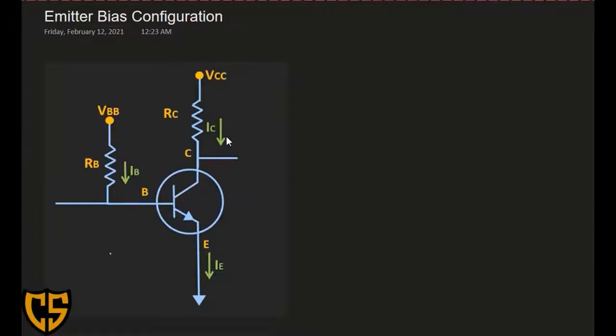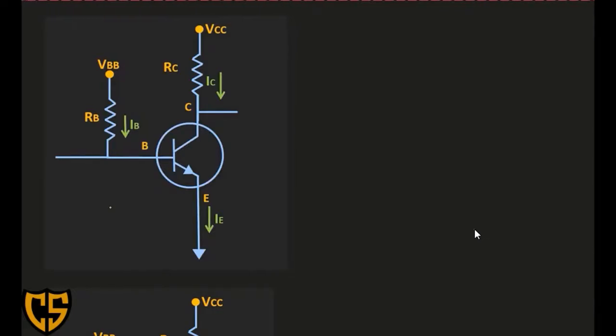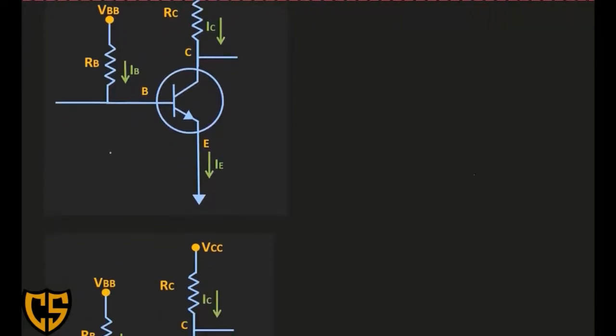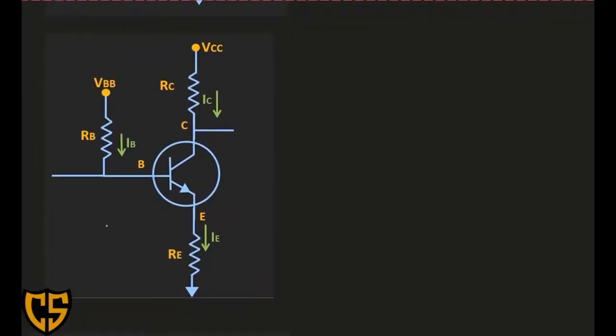So one of the ways to stabilize the circuit, or stabilize our operating Q point, is to add a resistor on our emitter. This is the circuit that we are going to implement. So we have a resistor at the emitter side.